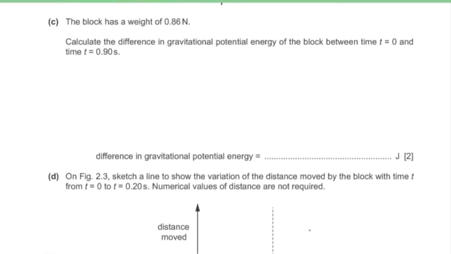Part C, the block has a weight of 0.86 newtons. Calculate the difference in gravitational potential energy of the block between time t = 0 and time t = 0.9 seconds. Here we'll be using the height from the previous part at time t = 0 seconds. So the difference in gravitational potential energy is m into g into h. M into g has a value of 0.86, and the difference in height is going to be 2.205 from the previous part, and hence the difference in gravitational potential energy of the block is 1.896 joules.